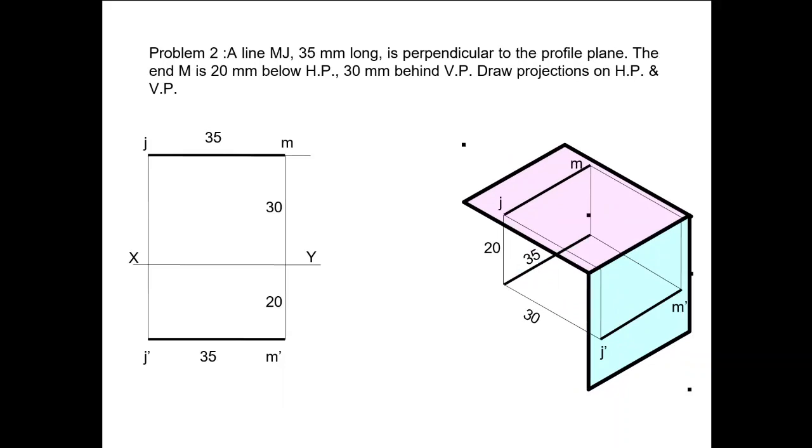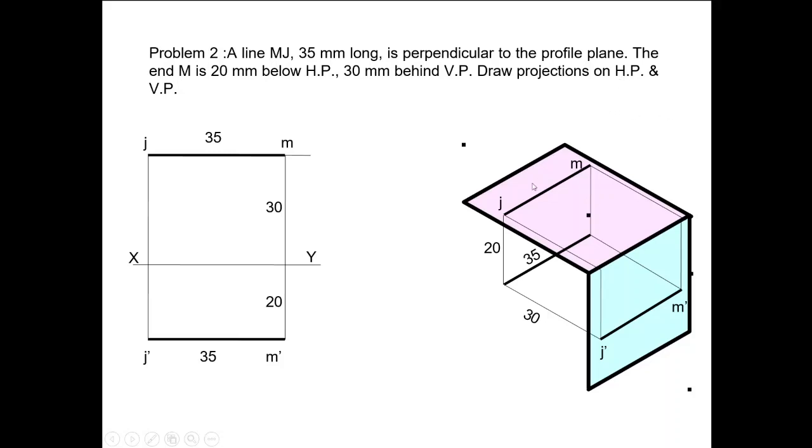Now we will see the second problem. A line MG, it is 35 mm long, is perpendicular to the profile plane. Okay, the third plane. The end M is 20 mm below the HP and 30 mm behind the VP. So this is in third quadrant. So draw the projections on HP and VP.